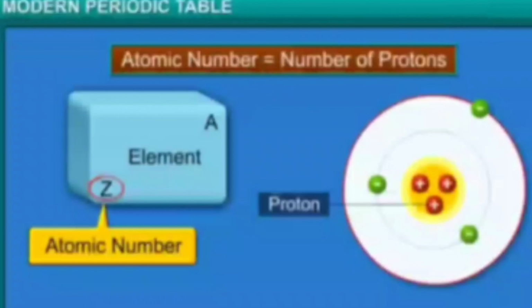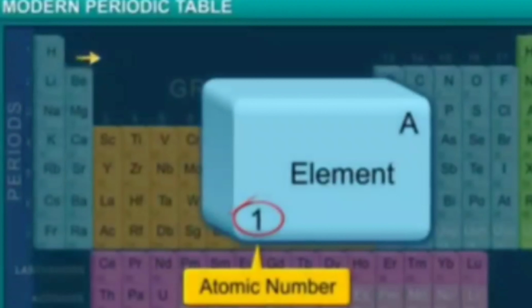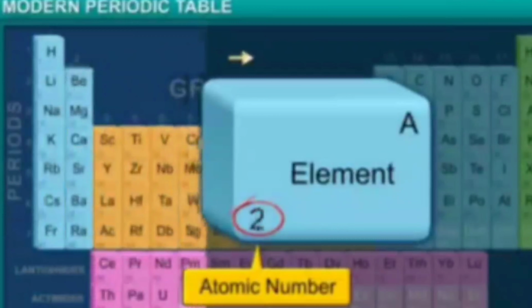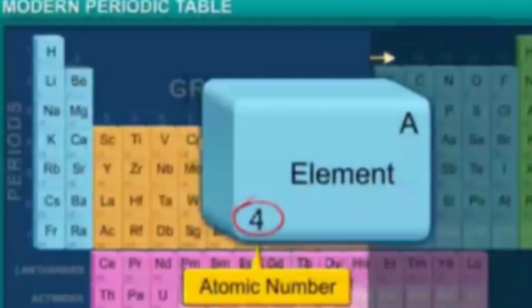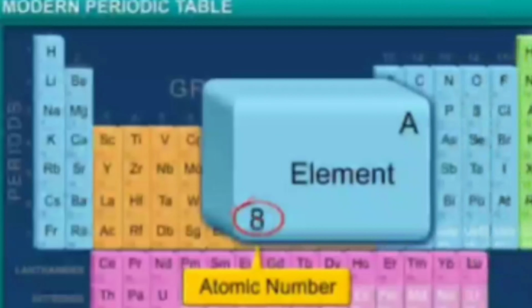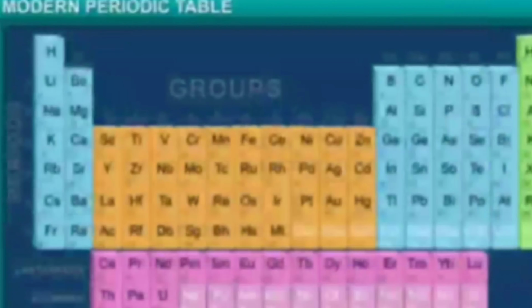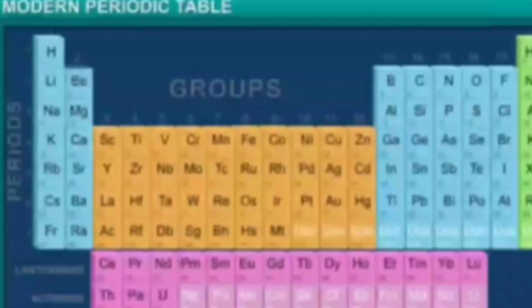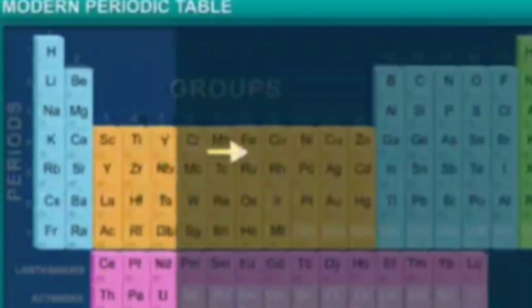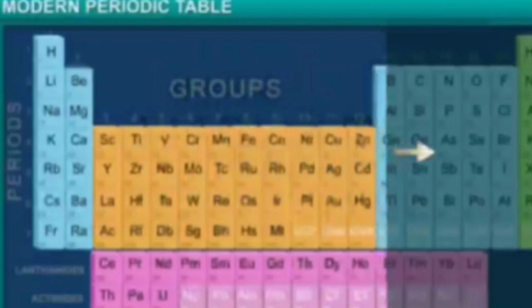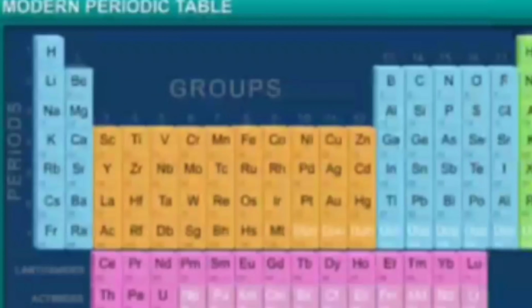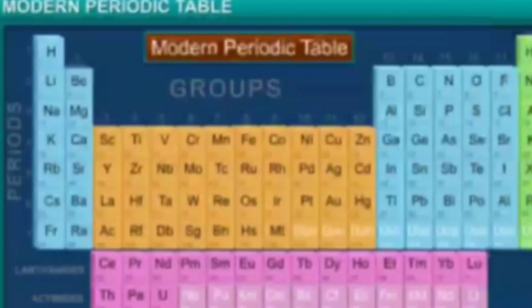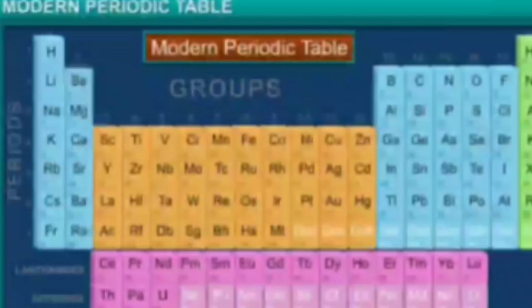So what is this atomic number? It is the number of protons present in the nucleus. While moving in the periodic table, the atomic number goes on increasing. So for each element, you will see the next element with the atomic number increased by 1, which became the modern periodic table.